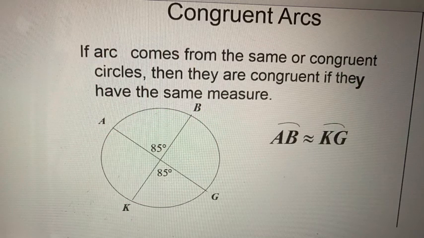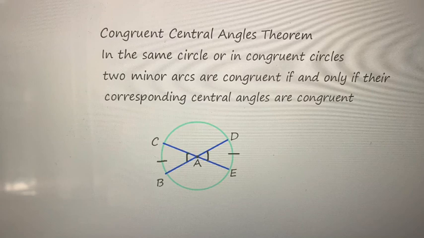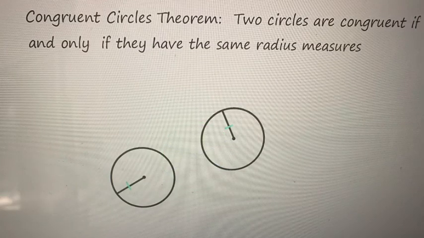If arcs come from the same or congruent circles, then they have the same measure. We have a theorem called the congruent central angles theorem. In the same circle or congruent circles, two minor arcs are congruent if and only if their corresponding central angles are congruent. Congruent circles theorem: two circles are congruent if and only if they have the same radius measures.